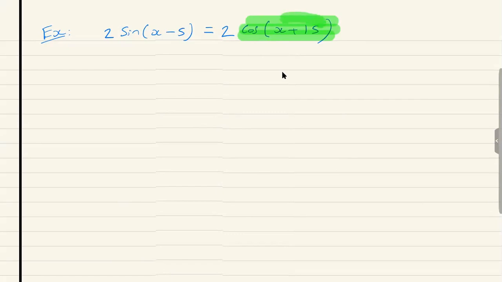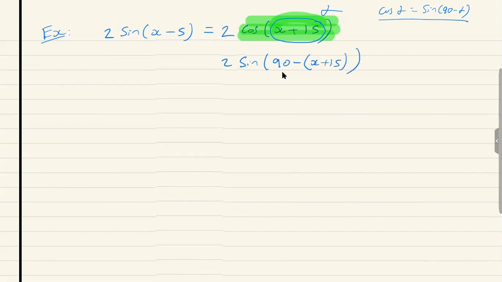All of this angle, you will think as an alpha. So if I ask you, what is cosine alpha? You say sine of 90 minus alpha. Am I right? So you are going to say for this one, 2 times sine of 90 minus, what is your angle? x plus 50. I hope this is clear.